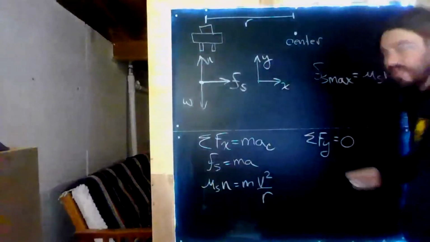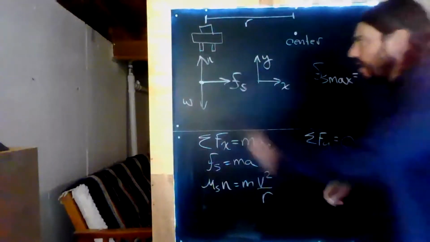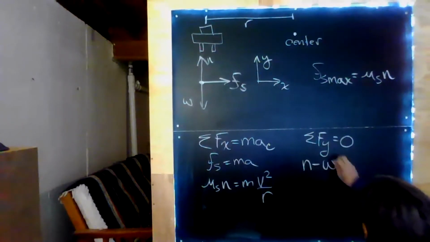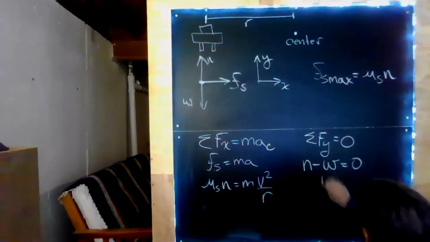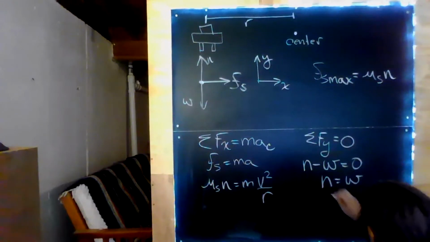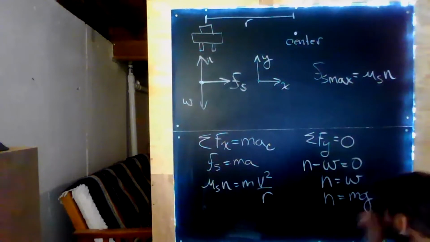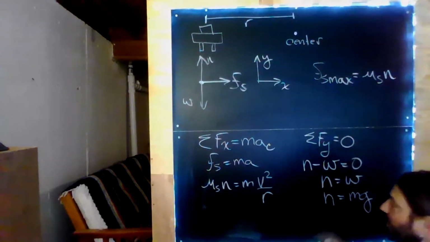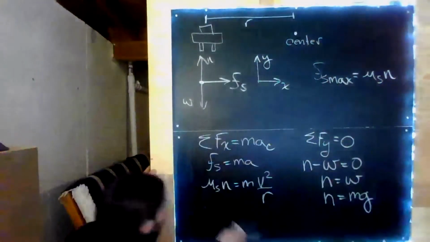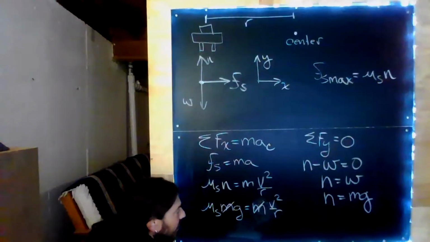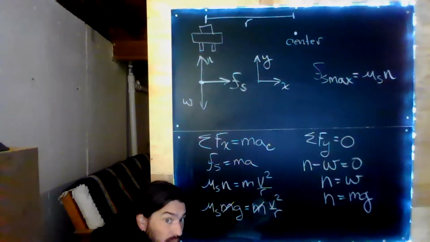So we're going to do the sum of the forces in the y direction. Ooh, we've got a positive normal force and a negative weight. So we've got n minus w equals 0. That tells me that n equals w. And of course, w is m times g. So now what we can do is take this normal force and plug it in right here. And notice what happens. My m's cancel. And we can simply solve for v.